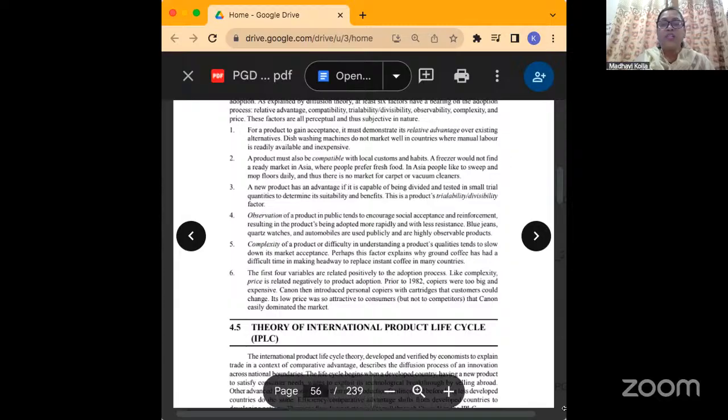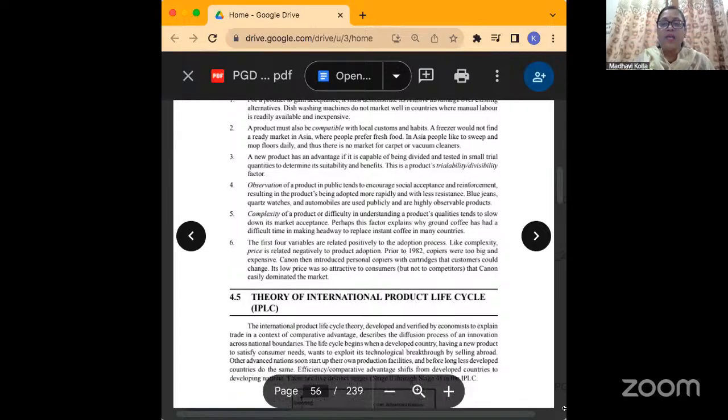So it also has to be compatible. When we say compatible, it has to be in agreement with the local customs and habits. A freezer would not find a market in Asia. However, it is a very, very accepted product in say a country like the US, where they not only have a freezer attached to the fridge, but they have separate freezers, because the amount of food that they freeze is far higher than say what is done in an Asian home. So that has to be considered.